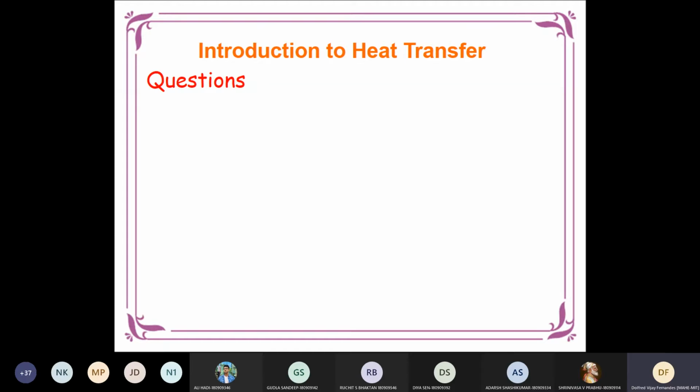We have all gone to the kitchen and touched some hot utensils, all those life experiences we have. Other than that, you also use control of heat transfer for your comfortable living, right? So what do you do? Where do you use this concept of controlling heat transfer for your comfort? Any example you can give?